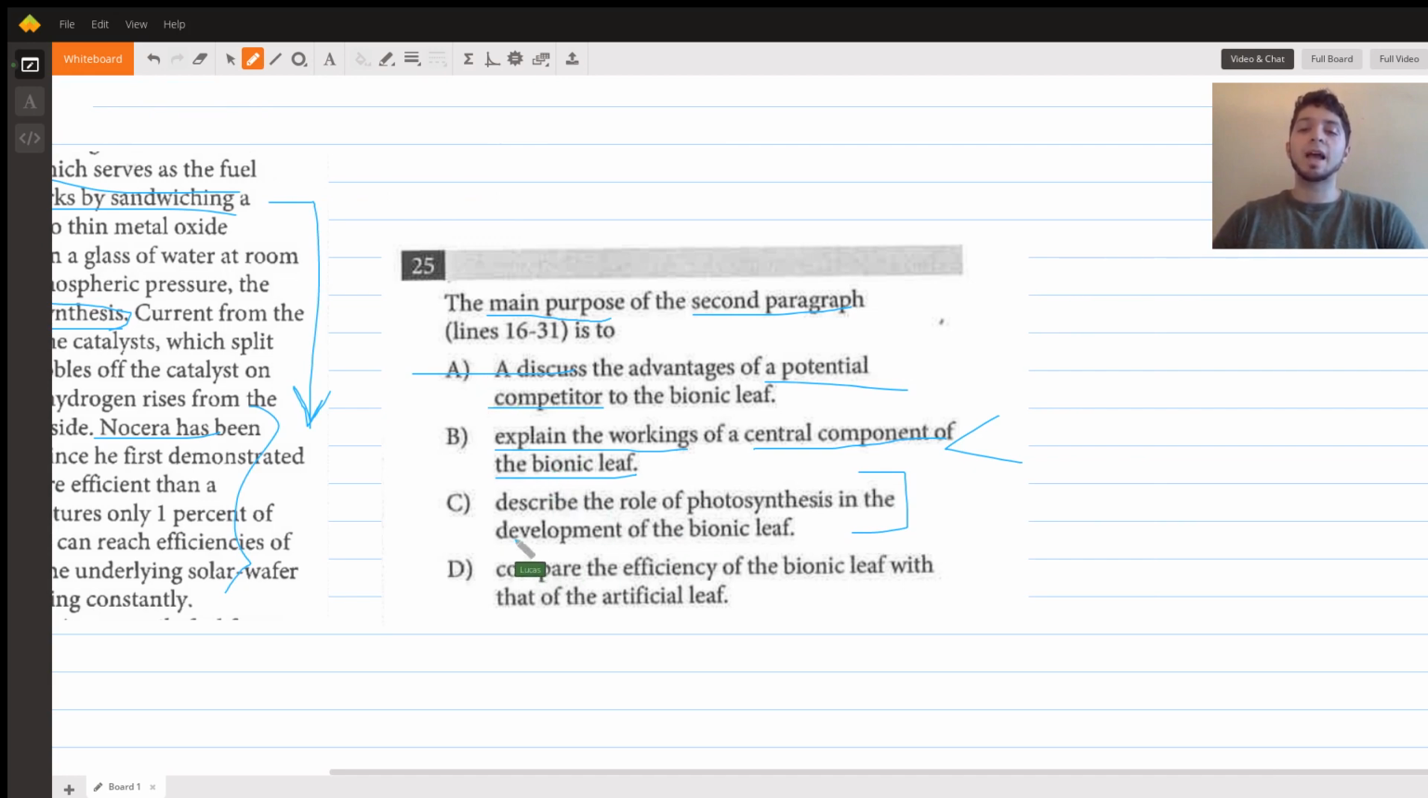The second thing is that it's not necessarily talking about the role of photosynthesis in the development of the bionic leaf. It's just talking about how photosynthesis is sort of the nicest or closest comparison to the process of the artificial leaf. So not a good answer choice.